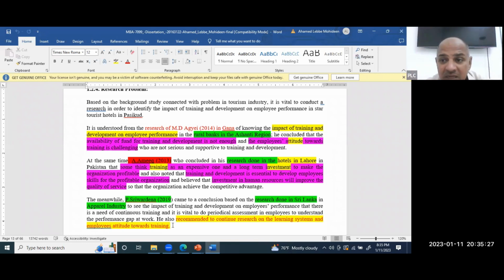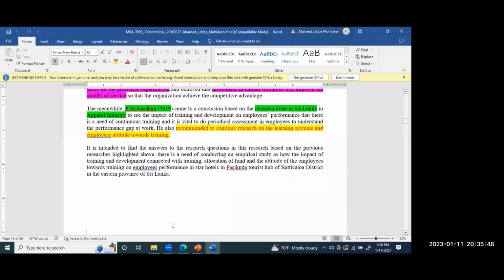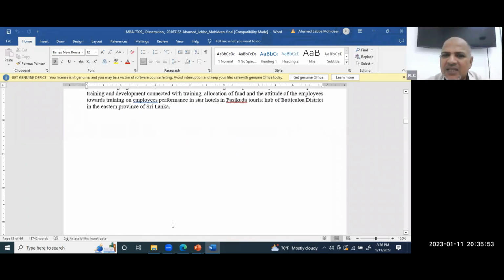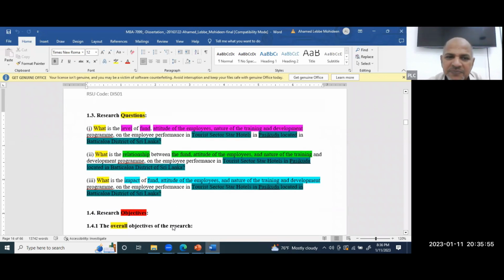So I read some research on training and development. I read more than 10 researches, and I found there are some people who are talking about something. I take that problem and test it in my locality. You understand how to bring my research problem? Yes, sir. Clear? It's easy because I'm highlighting my own area, so it's easy for you to understand.